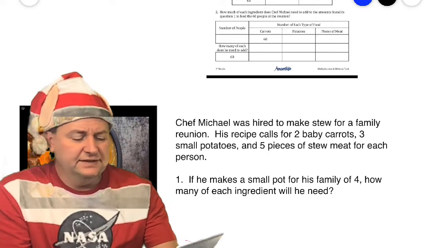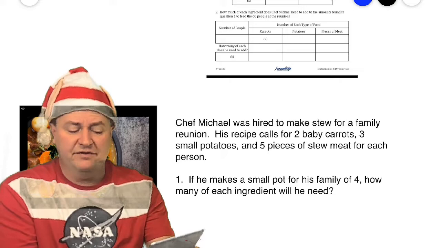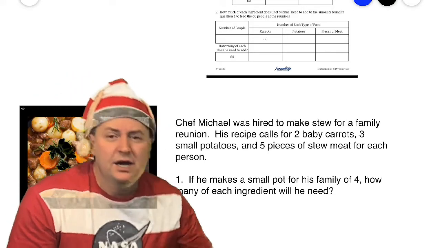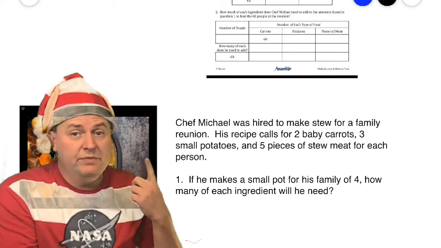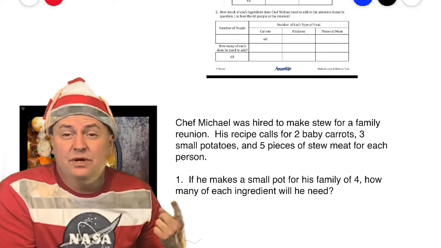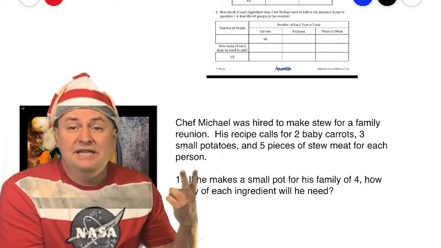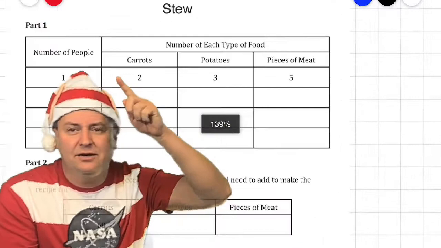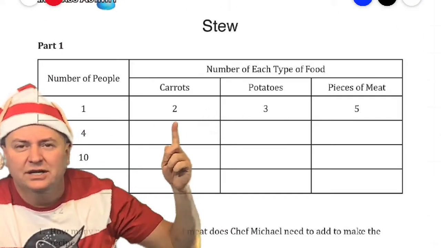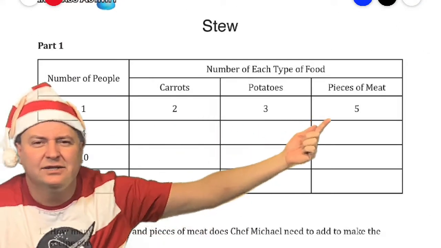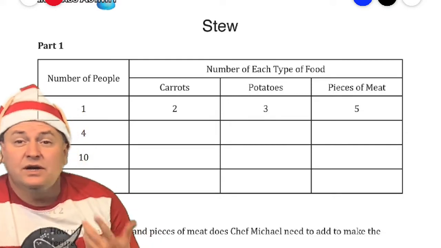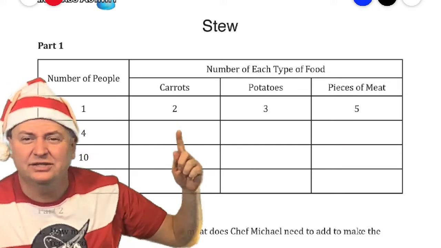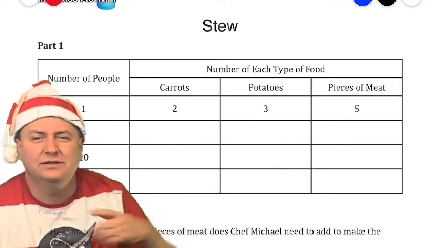Your first question says, if he makes a small pot for his family of 4, how many of each ingredient will he need? So, we already know what he needs for one person. How many carrots he needs for one person, how many potatoes, and how many pieces of meat. That's all right here on this line. So, for one person, 2 carrots, 3 potatoes, and 5 pieces of meat. So, now we're going to be adding 4 people. So what do I have to do with that 2, that 3, and that 5?